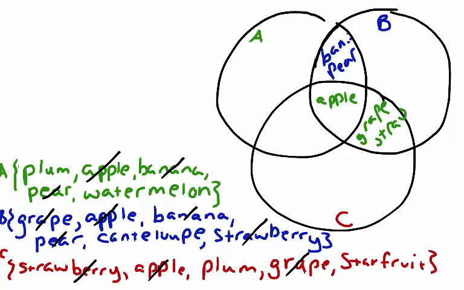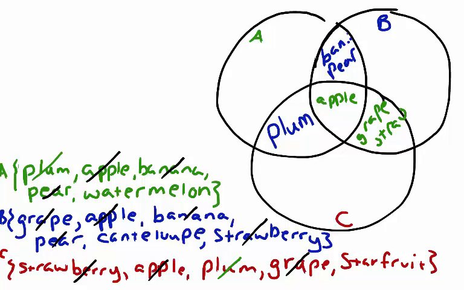Next, we'll move on to see if there are any elements shared by sets A and C. Comparing sets A and C, it looks like plum is an element shared by both. So I'll write that in here for the intersection of A and C.